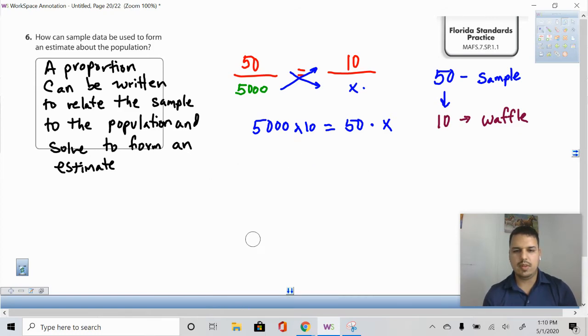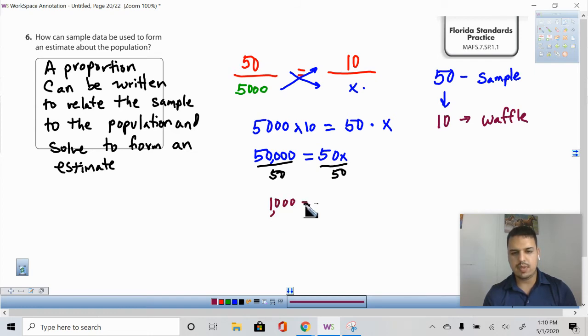So 5,000 times 10 gives me 50,000, which is equal to 50 times x. To get rid of this 50, I just divide by 50. Since I'm multiplying, do the opposite. Divide by 50. And that shows me that if you divide these two numbers, you get 1,000 is equal to x. So that means that around 1,000 out of the 5,000 people would have eaten waffles that morning.